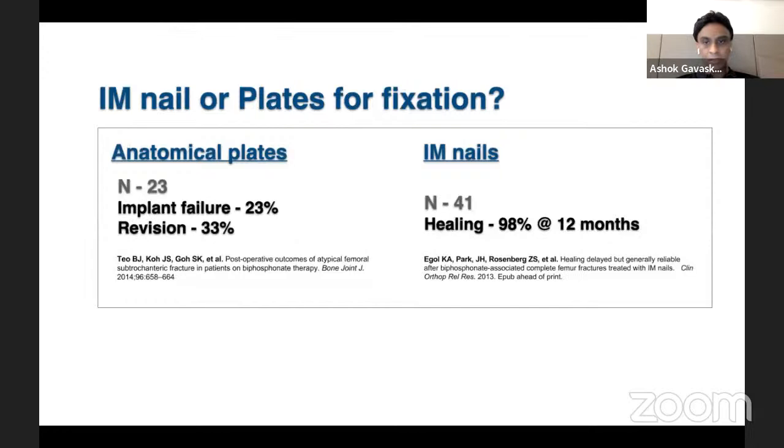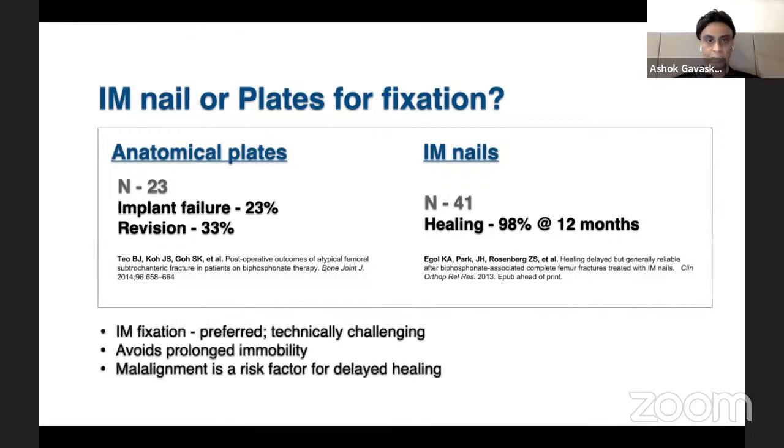If you look at these two illustrative examples, there is a high rate of implant failure after plates, and there is a high incidence of revision surgery as well, compared to the use of IM nails, which achieve sufficient healing at around 12 months. So definitely intramedullary nails, even though they are challenging, are the preferred mode of fixation in these fractures for a lot of reasons. It avoids prolonged immobility or restricted weight bearing. The only thing you need to keep in mind is that if you create malalignment, which can be quite common, it can be a big risk factor for delayed healing of these fractures.